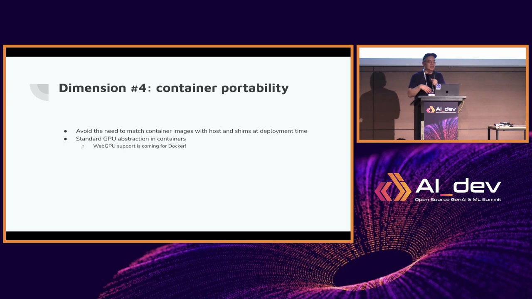And then obviously there's container portability. In most of today's container setups, you need to carefully match the container image with the host and the shim that comes with the container image. So if inside the container image you use CUDA 11, for instance, then the underlying runtime has to have the NVIDIA toolkit for CUDA 11 installed. And then the host has to have the appropriate drivers installed, right? That all has to match in order for them to work. So the way to solve this problem is really to have standard abstraction in containers.